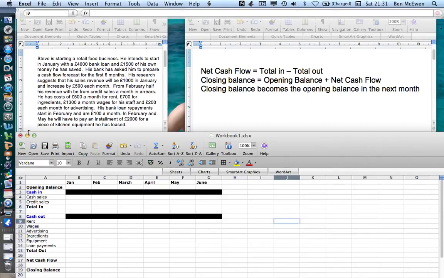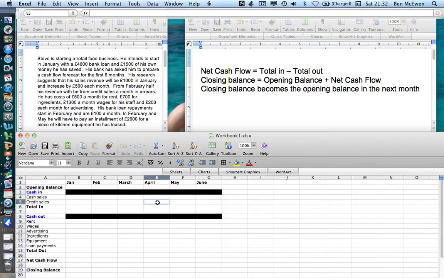So the important difference here from what we looked at last time is this credit sales thing. So if we look here, from February, half his revenue will be from credit sales. So it tells us that sales revenue will start as £1,000 and then increase by £500 each month. So in February, he's going to have sales of £1,500, but only half of that's going to get paid in February. The other half will be paid as credit sales in March, and the same each month after that. So whatever the revenue has gone up to, half of it will be done in cash, the other half they'll get a month later in credit sales.